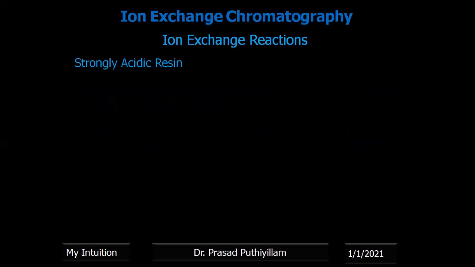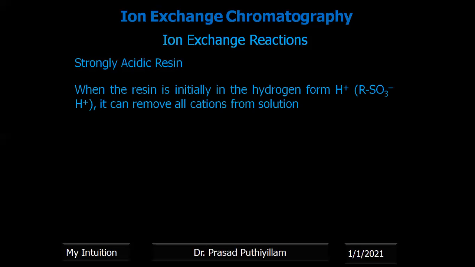So let us take the examples of some of the specific resins. The first one is the strongly acidic resin. The strongly acidic resin will be initially in the H+ form, that is RSO3- H+. This H+ form of a strongly acidic resin can remove all cations. So this is a cation exchange resin. It can remove all cations, that is represented here, RSO3- H+, that is, along with the resin, the H+ form.